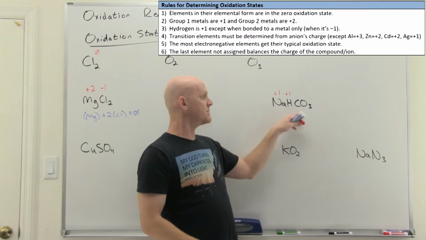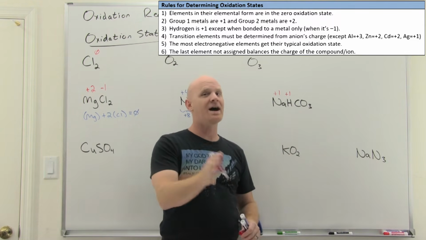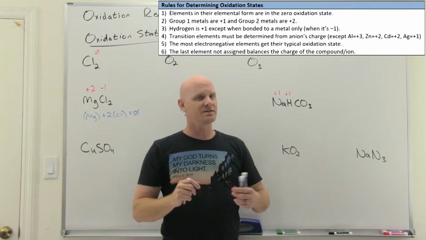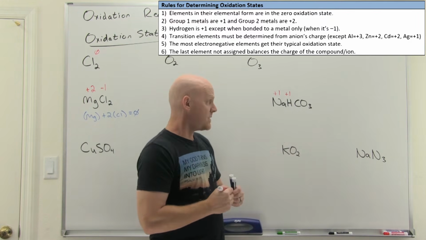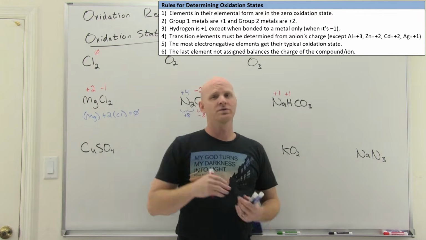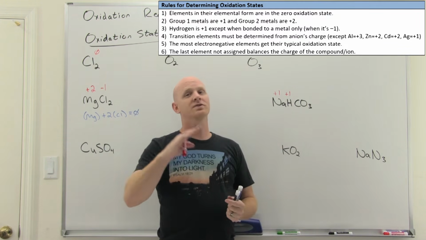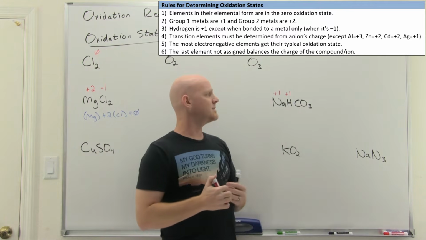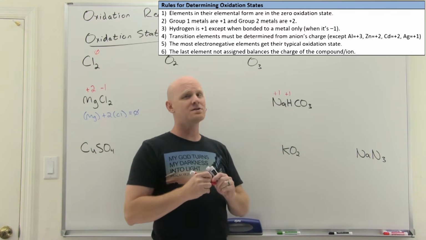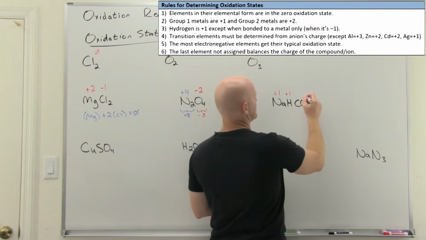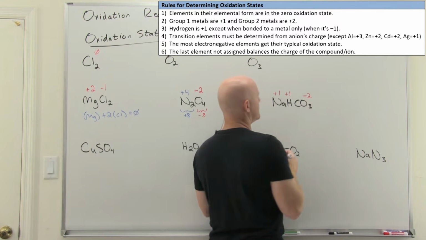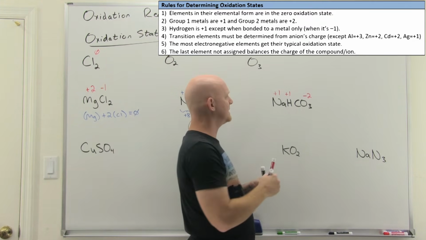So we do have a metal and hydrogen, but we've got other stuff here. If it was just a metal hydride, that's the only time hydrogen ends up being -1. All right, we still have 2 elements left, so we'll keep going down the rules. Rule number 4, transition metals: carbon and oxygen, neither one's a transition metal. Moving on. The more electronegative element, carbon or oxygen, is going to get its typical charge, and that's oxygen yet again. So in this case, oxygen is going to be -2, and now we've got 1 element left in carbon.